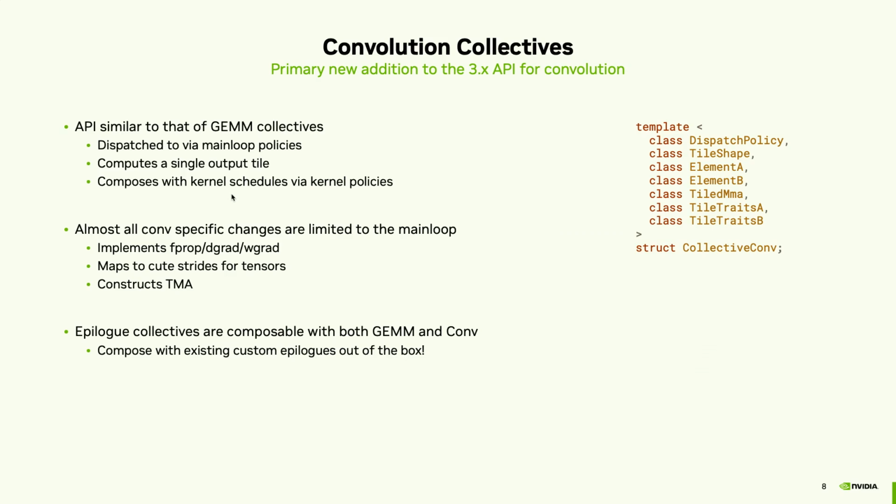And what that means is at the kernel layer, it's still a composition of a main loop and an epilogue. The epilogue is none the wiser that it's a convolution that's being implemented. And that gives you out-of-the-box day zero support for any custom epilogue that you might have written, or the epilogue visitor tree that Jack will talk about later.